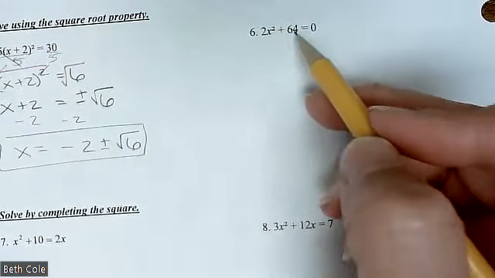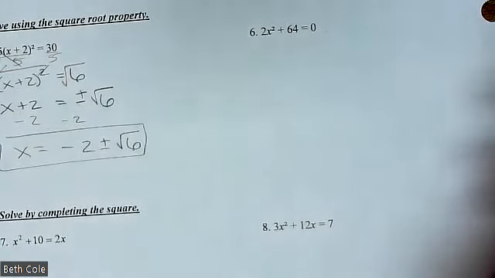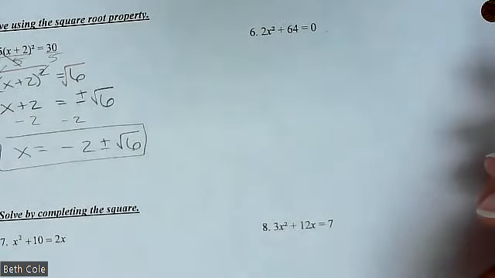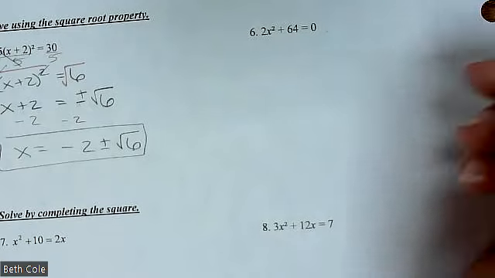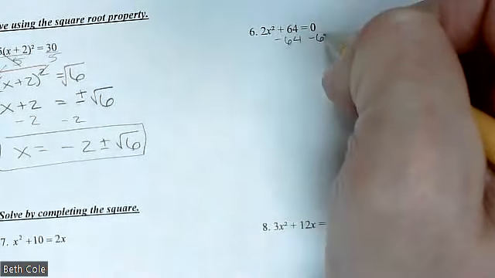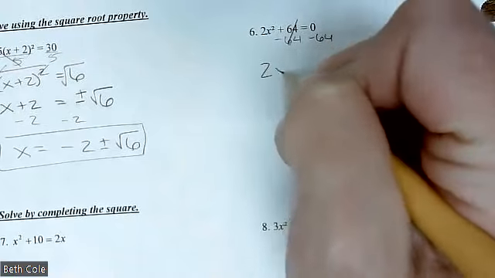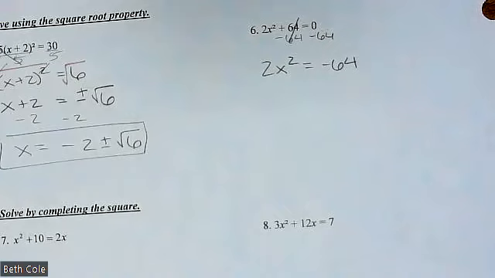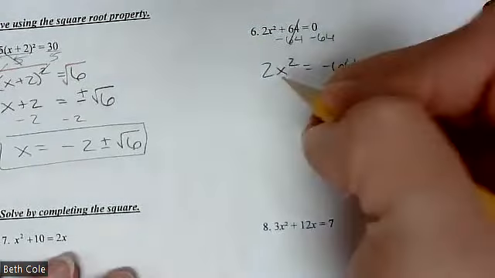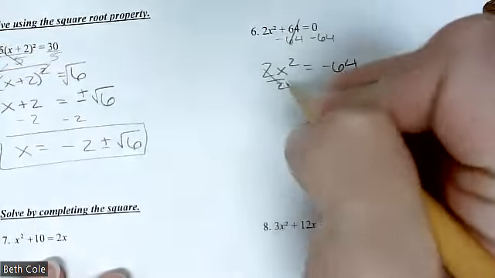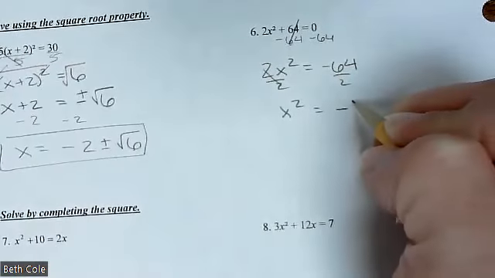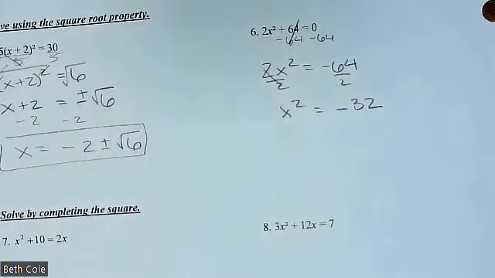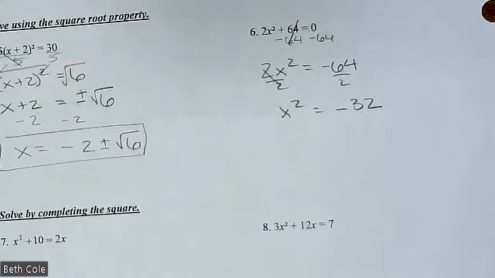Just regular old algebra. What are we going to do to both sides? Not yet. You guys have your steps out of order. Minus the 64, subtract 64. All those steps you guys are saying are correct. We just got them out of order. Subtract 64, then what? Divide by 2. That's going to be negative 32. And then what's your last step?